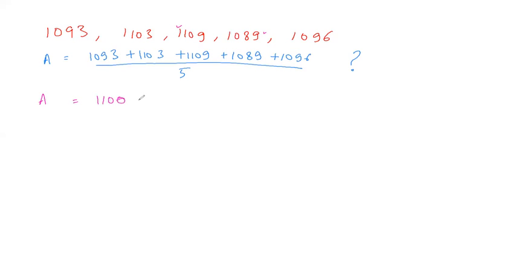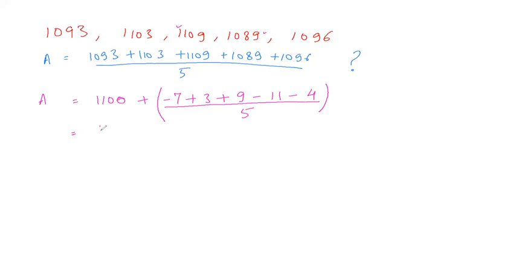So 1100 plus, I can calculate the difference between 1100 and 1093, which is minus 7. Then 1100 and 1103, which is plus 3. Then 1100 and 1109, which is plus 9. Then 1100 and 1089, which is minus 11. And 1100 and 1096, which is minus 4. And I can divide this sum by 1, 2, 3, 4, 5, right?